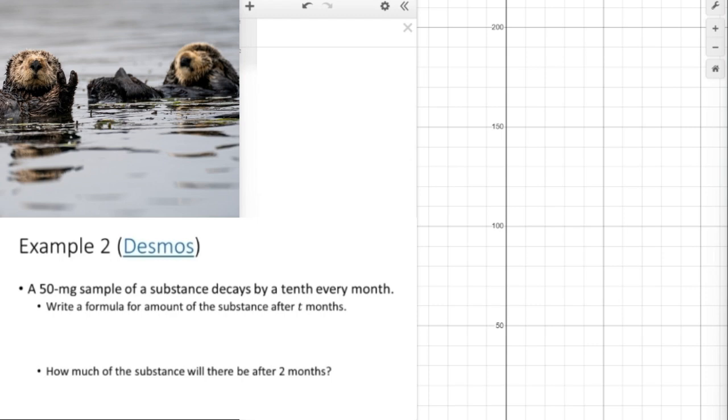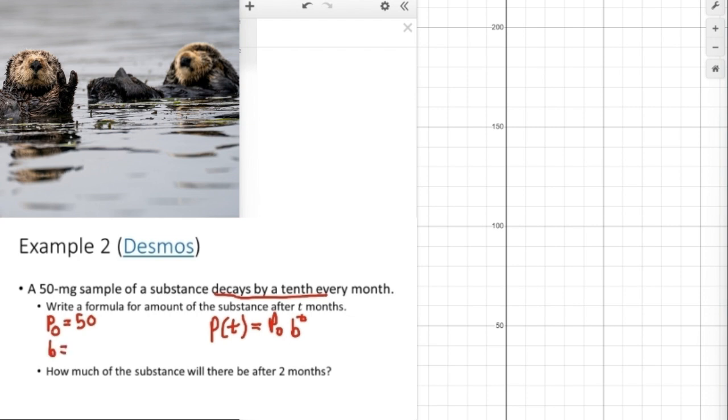In this example, a 50 milligram sample of a substance decays by a 10th every month. Since we're told that our substance decays by a 10th every month, we're dealing with an exponential decay problem. That's because my substance is losing a 10th of itself every month. So to make our model, P of t represents the amount that's left, and we know that's going to equal our initial amount times our decay factor raised to the t power. Now our P of 0, which is our initial amount, is 50 milligrams, which was given to us in the problem. But we have to be very careful with the value of b.